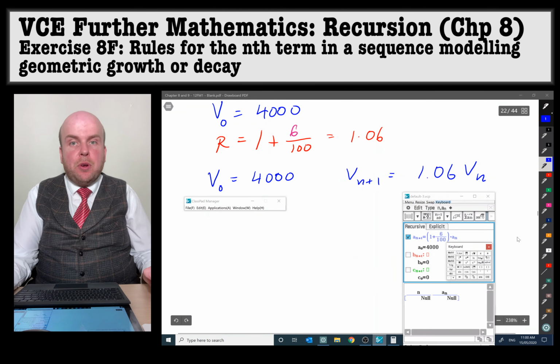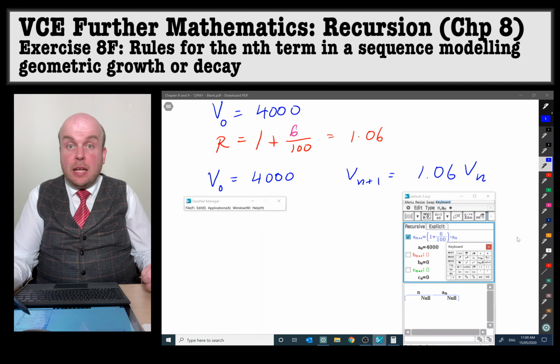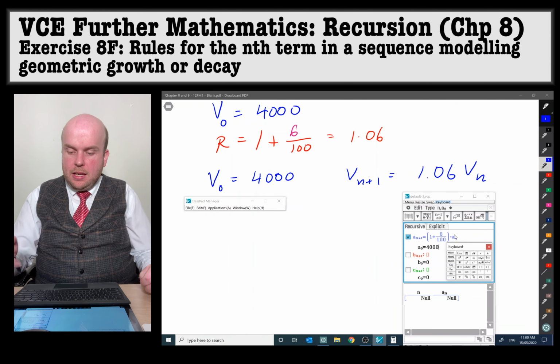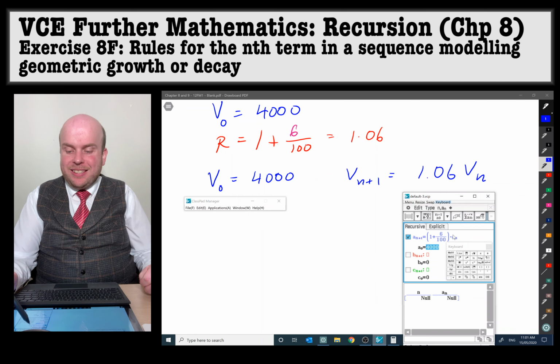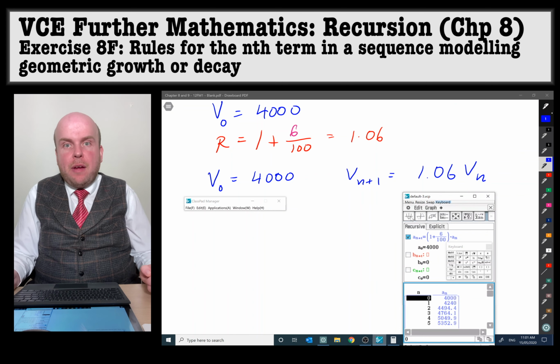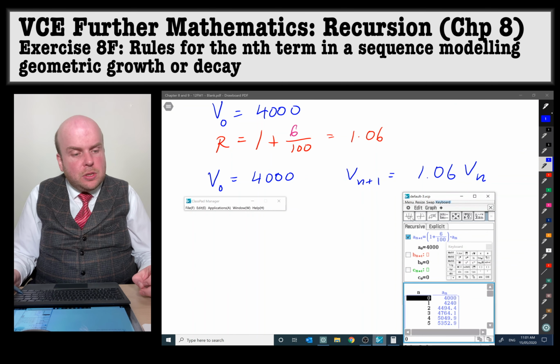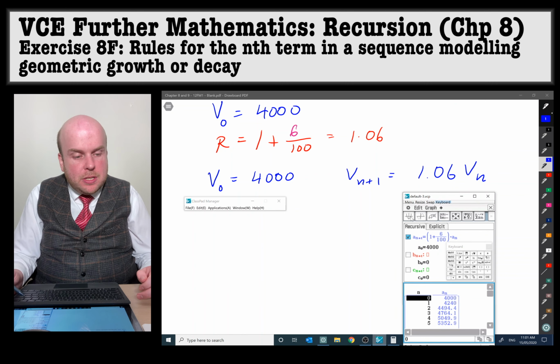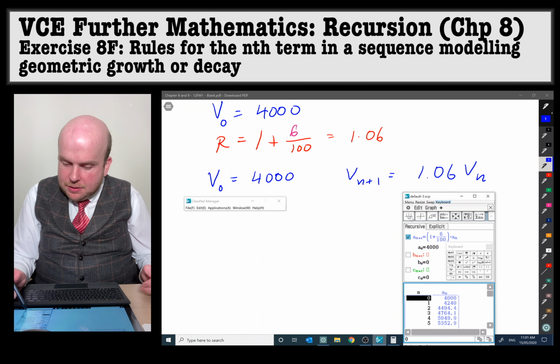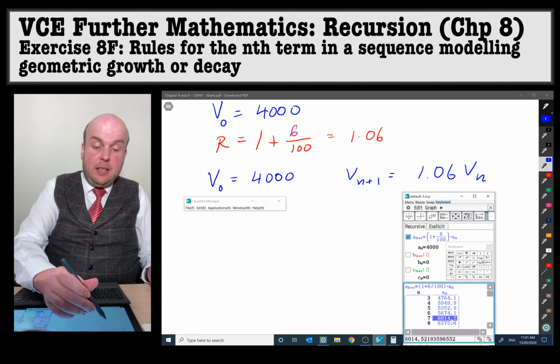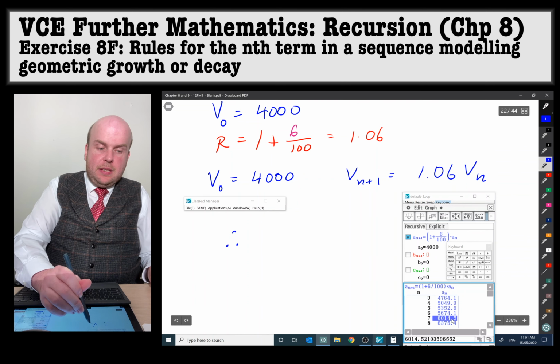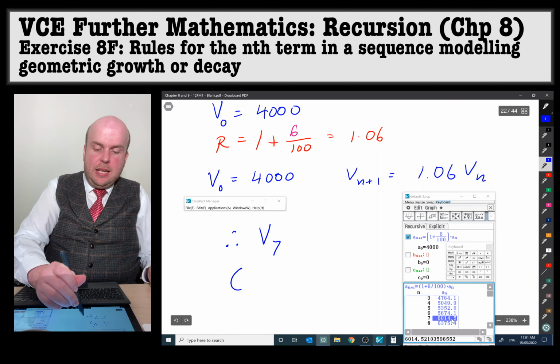So I've just converted that recurrence relation into the sequences option. And you see here, we've got the A0 being 4,000, we've got An, we've got 1 plus 6 over 100. And now we just need to fill in the columns. So we're looking for, each one is a year, we want the investment to be growing bigger than $6,000. So the first time it hits over $6,000 is after 7 years. So therefore, V7 or 7 years.